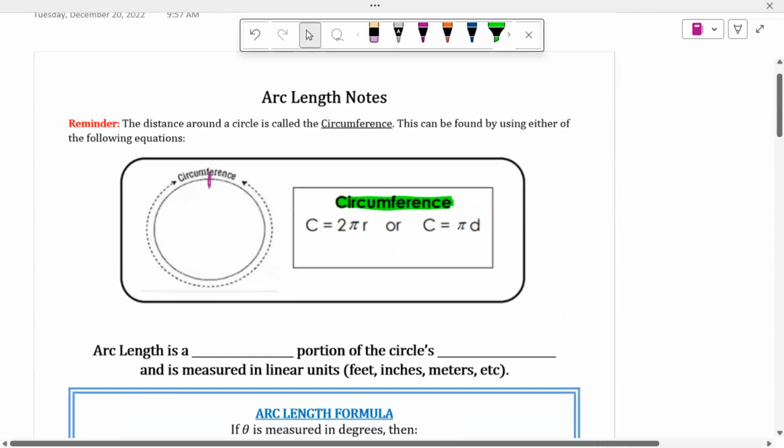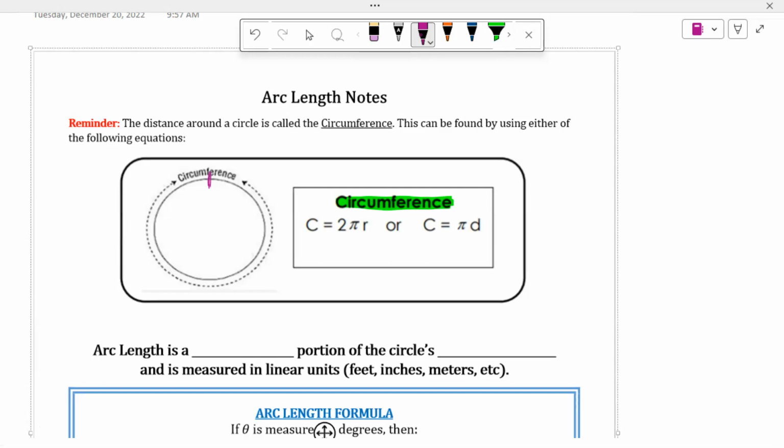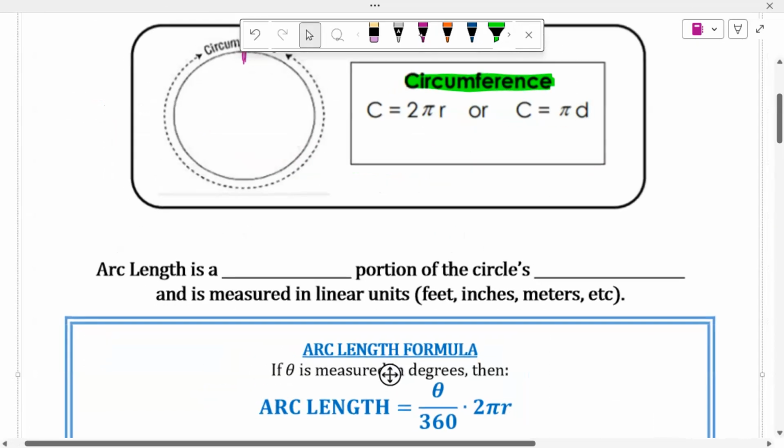So there's two formulas we can use. We can say circumference equals 2 pi r, where r represents the radius, or we could say circumference equals pi d. Now, why is this important? Well, arc length is really just a portion of the circumference. It's a fractional portion, in fact.